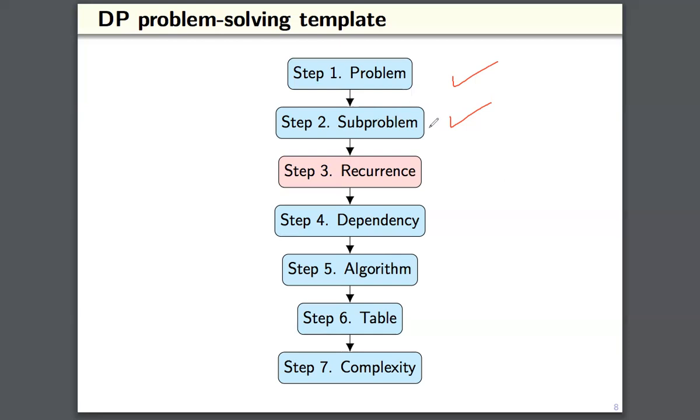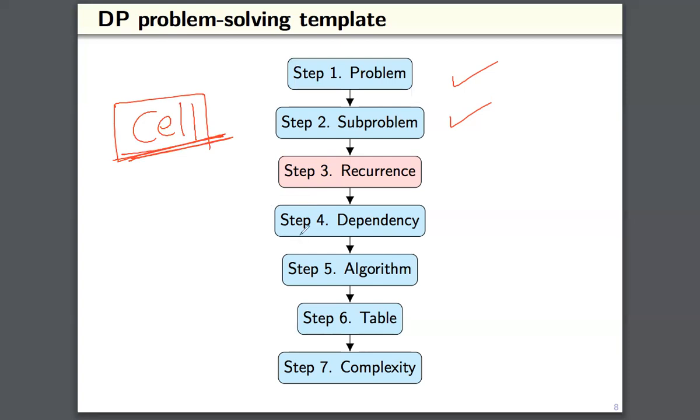Okay. Step 2 is the subproblem. You need to formalize what a subproblem is. Subproblem, as we discussed already, is one cell in a DP table. One subproblem is equal to one cell. Another subproblem is another cell. So you need to rigorously define this cell in the DP table. Okay, that is step 2.